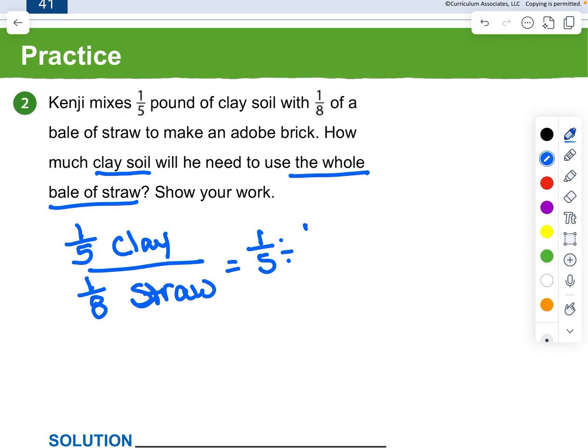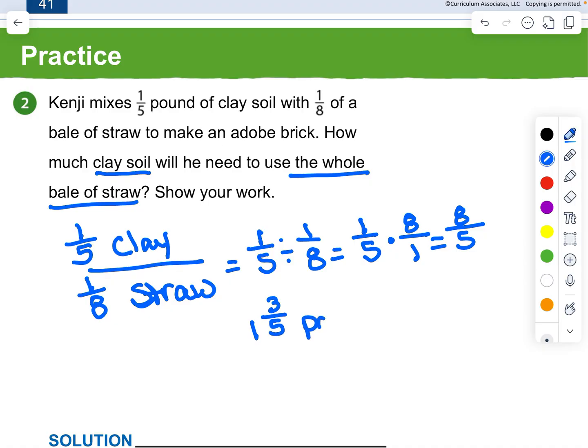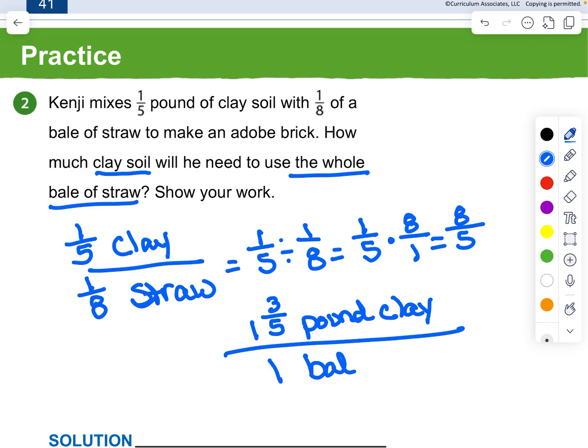1/5 divided by 1/8 is the same thing as 1/5 times the reciprocal, 8/1. 1 times 8 is 8. 5 times 1 is 5. But because it's a word problem, I'm going to make that a mixed number because it will make more sense, I think. So we could say 8/5 of a pound of clay for 1 bale of straw, but I'm going to say 1 3/5 pound of clay for every 1 bale of straw.